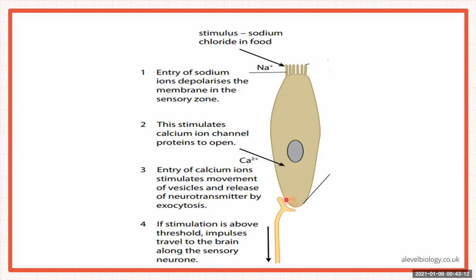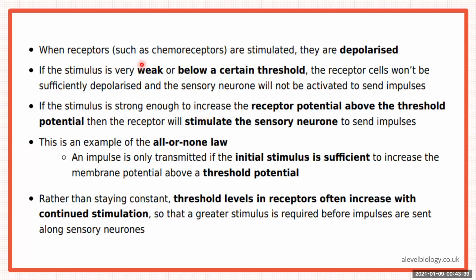So this space that you see here is a synaptic cleft. So they release the neurotransmitters here, which get attached to this receptor here. Okay, so if the stimulation is above the threshold, impulses then travel to the brain along the sensory nerve. But if these impulses are not high enough, the threshold is not reached, no impulse would be carried away, right? So remember, if the stimulus is very weak or below a certain threshold, the receptor cells won't be sufficiently depolarized. The sensory neuron will not be activated to send the impulses. But if it is strong enough, it would increase the receptor potential above the threshold value, right? And this will stimulate the sensory neurons to send the impulses.